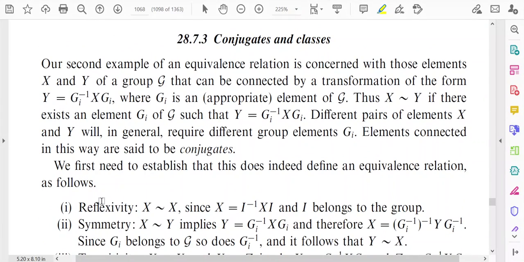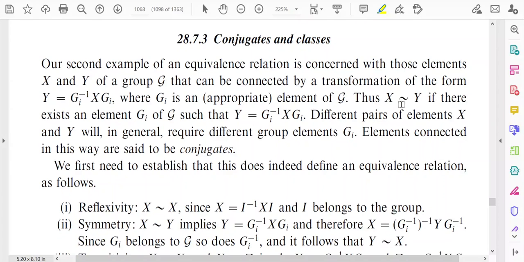Now we will discuss another topic, that is about conjugates and classes. Our second example of an equivalence relation is concerned with those elements x and y of a group G that can be connected by a transformation of the form y is equal to Gi inverse x Gi, where Gi is an appropriate element of capital G. This is a particular relation where Gi is an element of the group G.